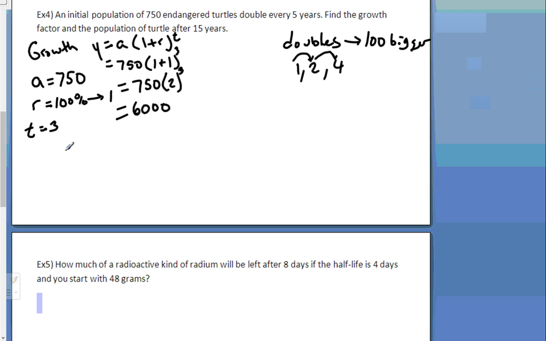Question? What's the decay rate? Oop, not decay. We're not killing turtles. What's the growth rate? And what's the growth factor? The growth rate is 100%. The growth rate is 100%, which is 1, and the growth factor is 2. Got it?